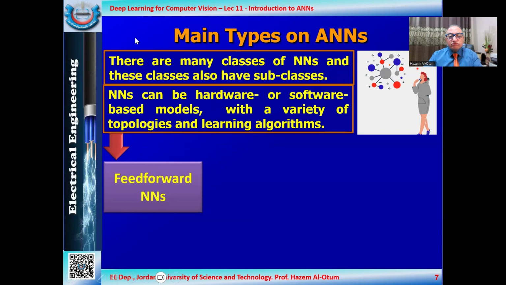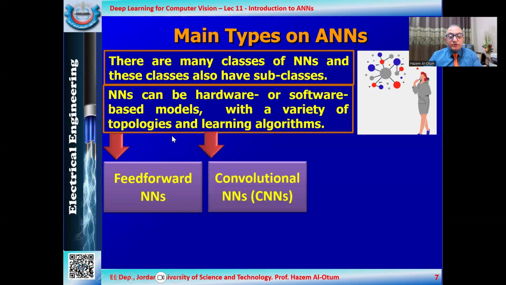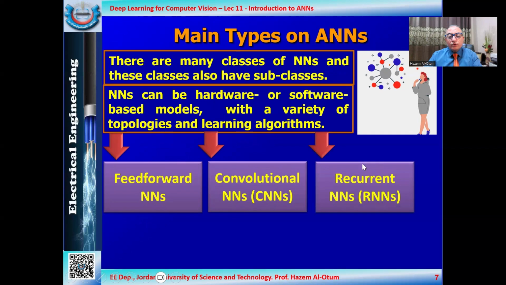The first type, mainly, we can say is the feed forward ANNs. The second major type is the convolutional NNs, CNNs, where we implement the convolution concept. And we can also find a main category called the recurrent NN, the RNN for short. So let's dive deeper into these definitions, types and categories of NNs.